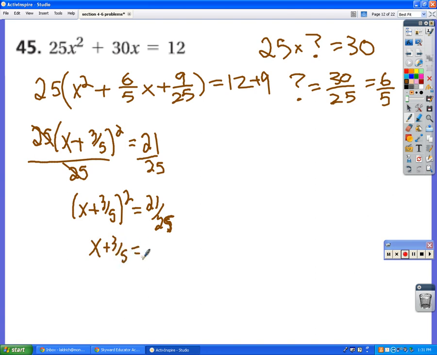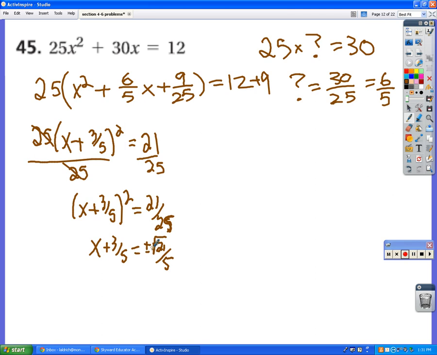And here's the fun part about leaving them as fractions. It would be x plus 3 over... Well, give me the square root of this first. 21 over 5. Plus or minus square root of 21 over 5. Right, exactly. Because we know the square root of 25 is 5. We don't know what the square root of 21 is, but we know the square root of 25 is 5.